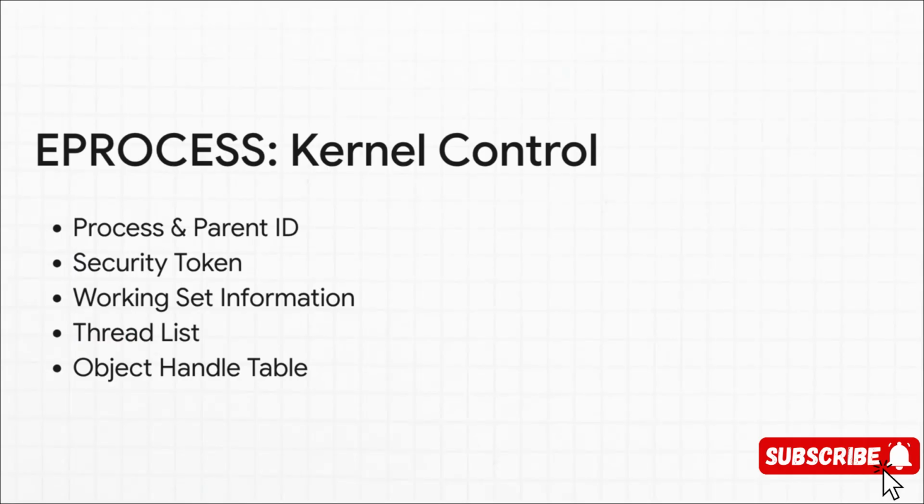So let's peek inside that confidential file, the EPROCESS block. This thing holds the crown jewels. We're talking the process ID, its security token, which defines everything it can and can't access, its physical memory usage, and a list of all its threads. This is super privileged information, and for security reasons, it's completely firewalled off from user mode.